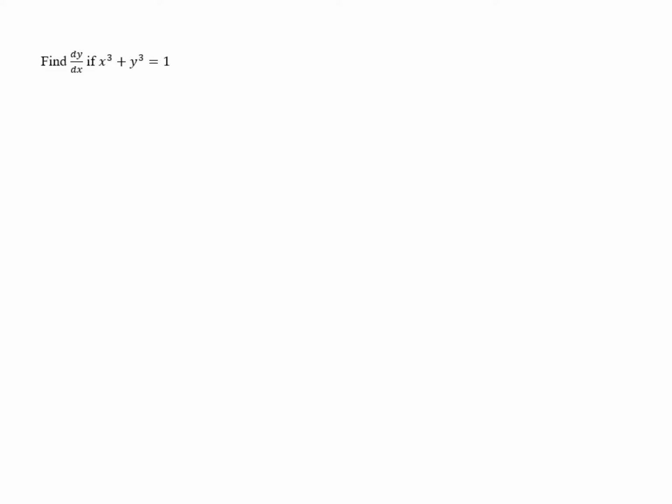Find dy over dx if x cubed plus y cubed equals 1. We could actually go through and get y as a function of x here, but I want to use implicit differentiation because I think it's going to be a little bit easier. But we can look at this one both ways, actually. I think that's a good idea. So let's first use implicit differentiation.